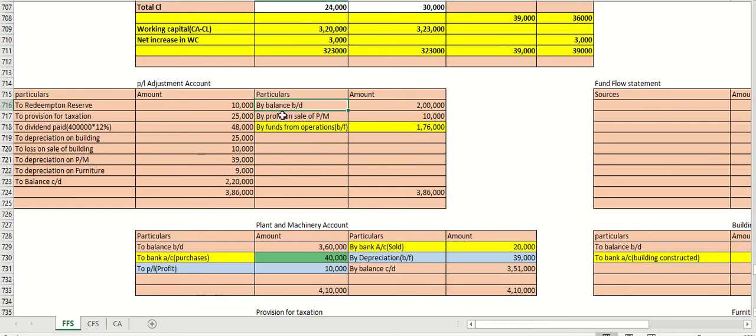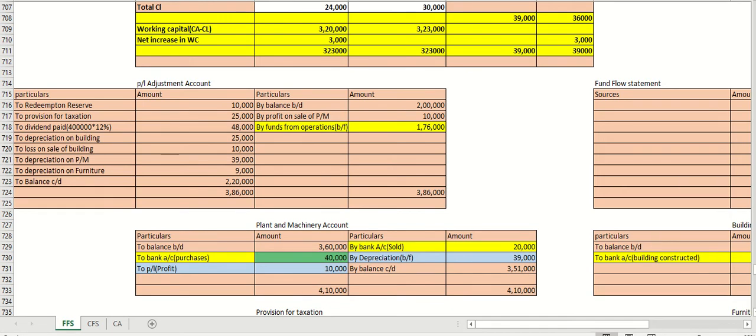Any profits that you get out of the sale of a long-term asset will be credited. In the question we have only the sale of plant and machinery, on which you are getting a profit of 10,000, which I am getting from the plant and machinery account. So that will be taken up as profit on sale of plant and machinery on your credit side, 10,000. So we have a debit balance, which is 1,76,000, which will be shown as funds from operations. So we have the total to be 3,86,000 and 3,86,000.